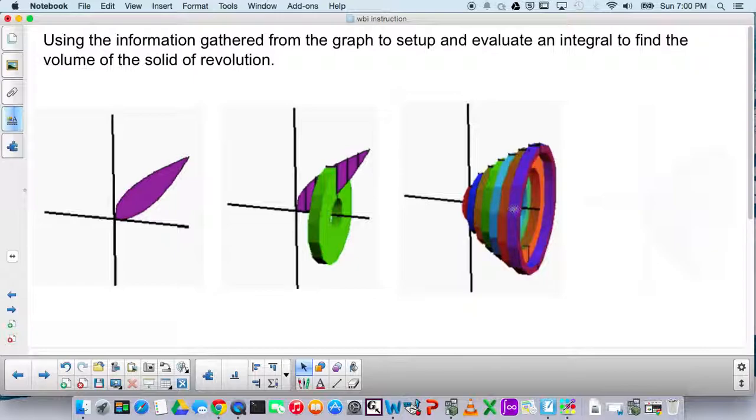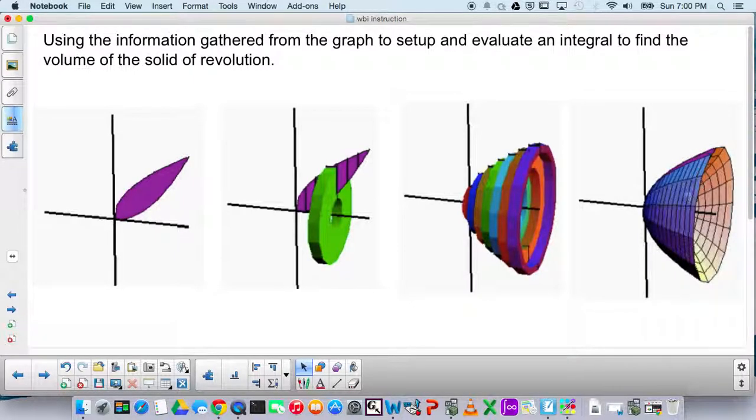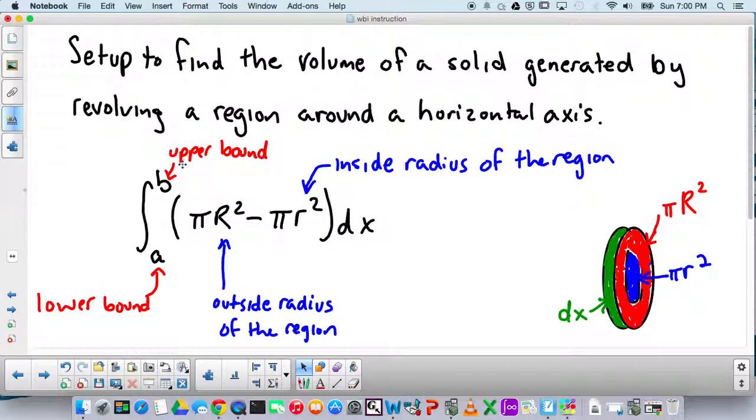We're going to do that several times over, and if you see this, it kind of builds a shape. And if we keep increasing the number of washers here, this approximation gets better and better, to the point where if we take the limit as n approaches infinity, n being the number of washers, we're going to end up with the exact volume of that shape. So let's look at setting up the integral.